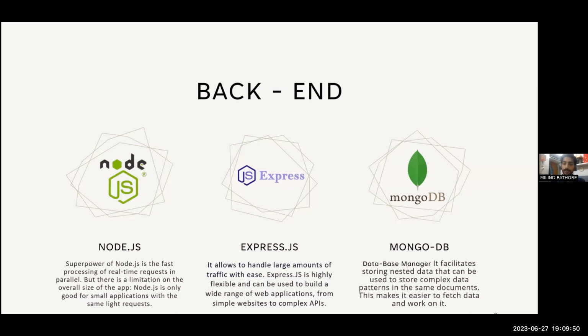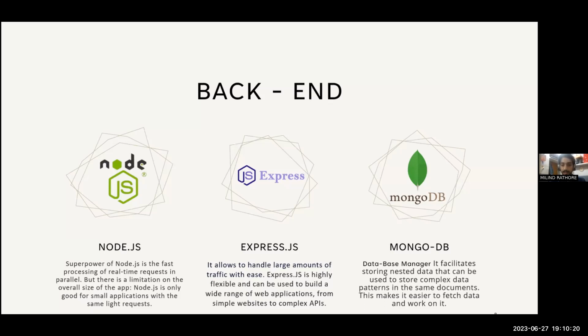The superpower of Node.js is the fast processing of real-time requests. Node.js is not only good for small applications with light requests. Node.js makes a good backend for real-time communication kinds of applications that allow two-way communication between clients and server. Its single threaded functionality makes it best suited for real-time communication.